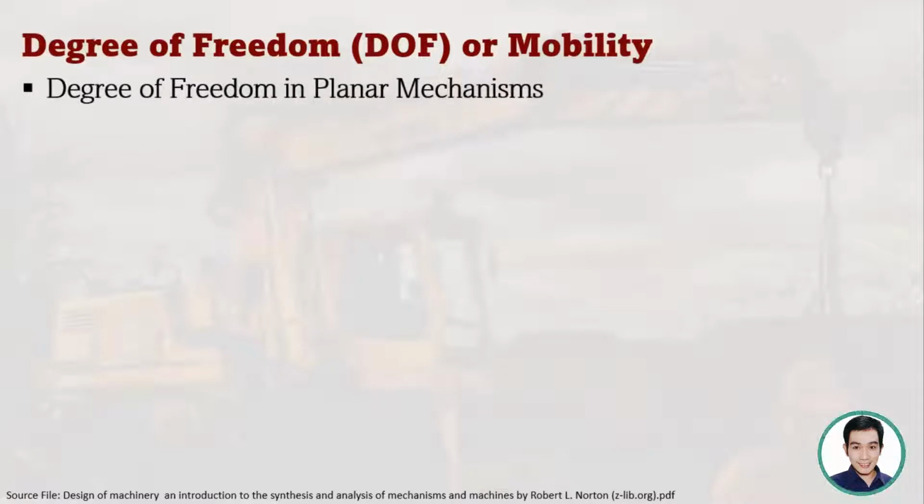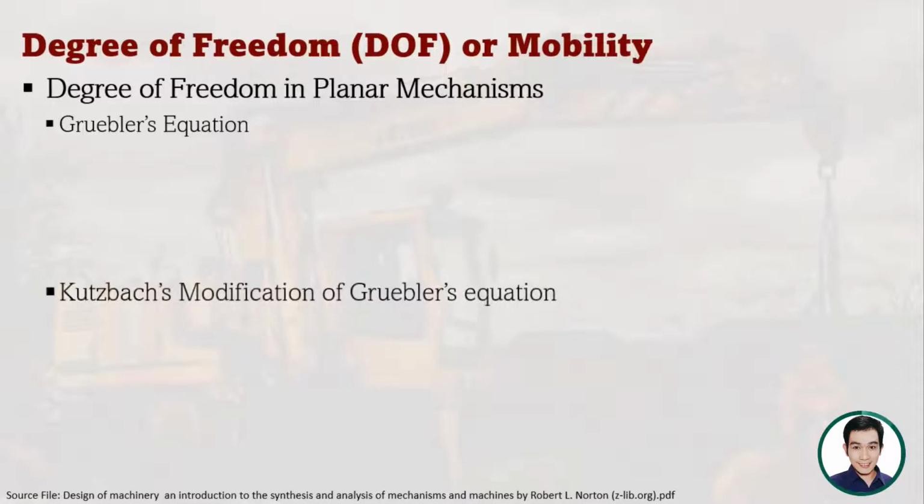So now, there is actually a mathematical way to find the degrees of freedom or mobility. In this case, we will apply this to a planar mechanism. When we say planar mechanism, we are assuming that we have a 2-dimensional mechanism. There are 2 equations that we can use to find the degrees of freedom. We have the Gruebler's equation and then we have the Kutzbach modification of the Gruebler's equation.